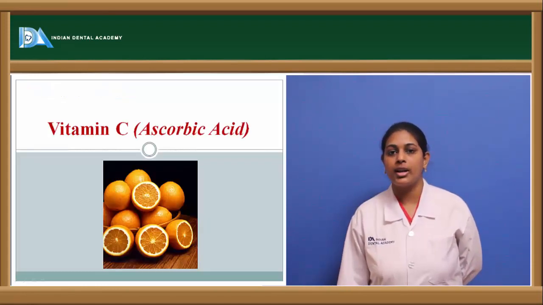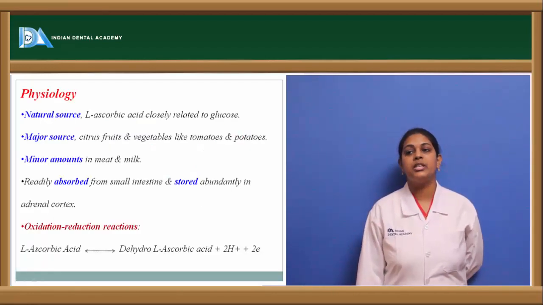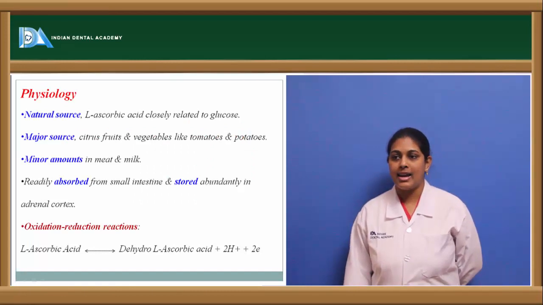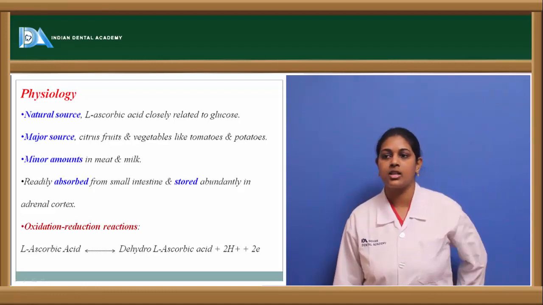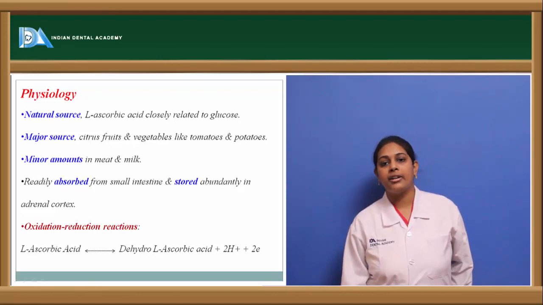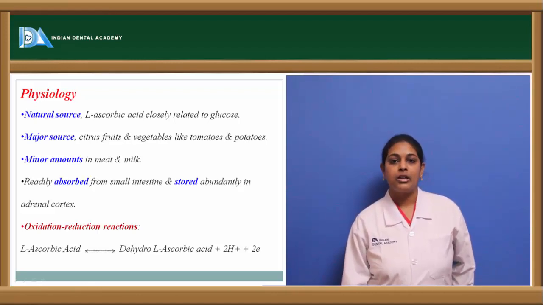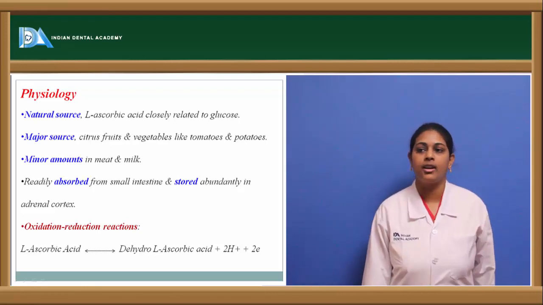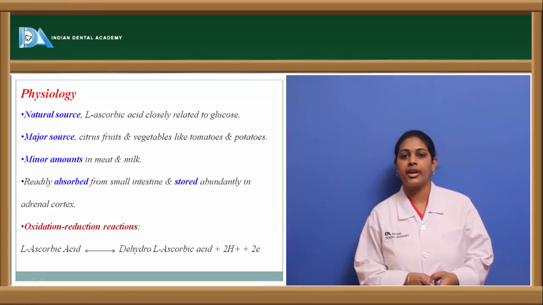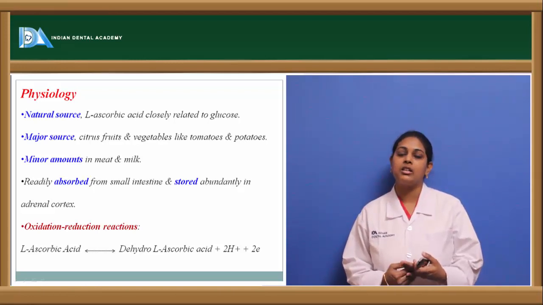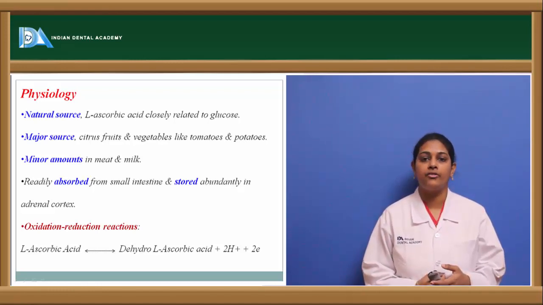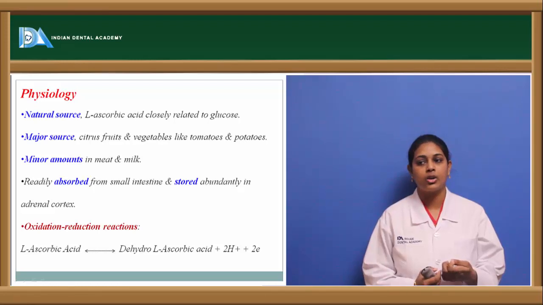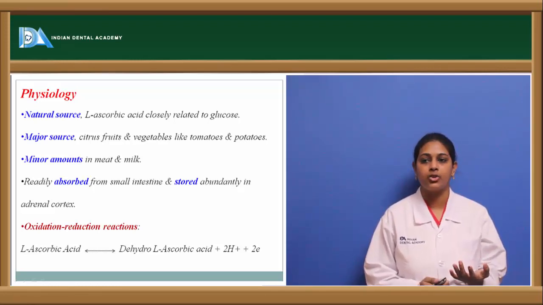Coming to vitamin C, which is also known as ascorbic acid, it is available in the form of L-ascorbic acid and is closely related to glucose. The major source is citrus fruits as well as certain vegetables like tomatoes and potatoes, and minor quantities of vitamin C are available in meat and milk. Vitamin C can be readily absorbed from the small intestine, which is the major area for its absorption, and once absorbed, it is stored in the adrenal cortex. Vitamin C is also involved in oxidative reduction reactions, where it converts L-ascorbic acid to dehydro-L-ascorbic acid, thereby releasing protons as well as electrons.